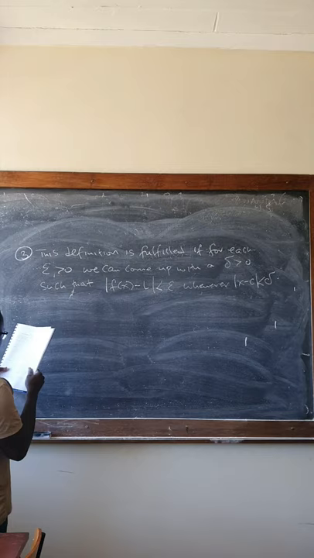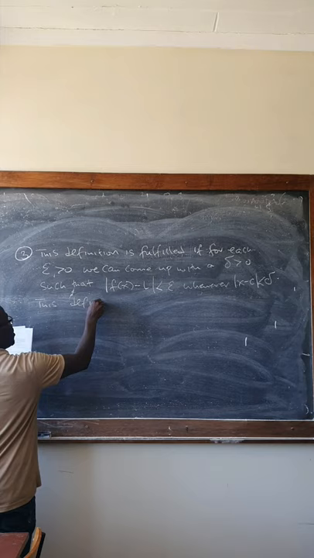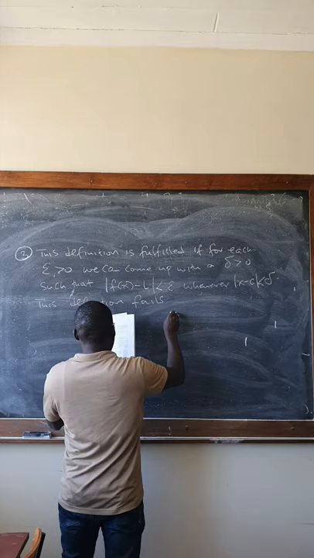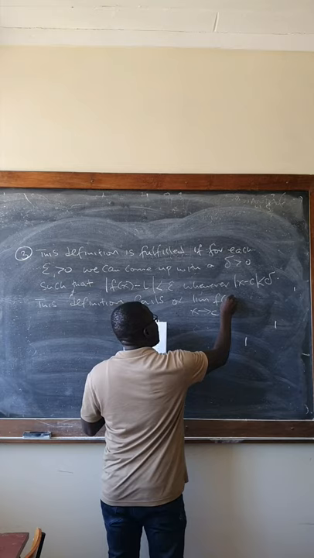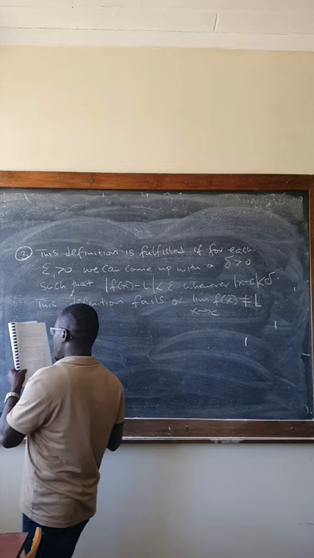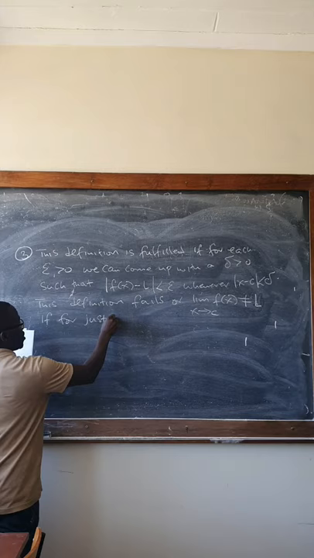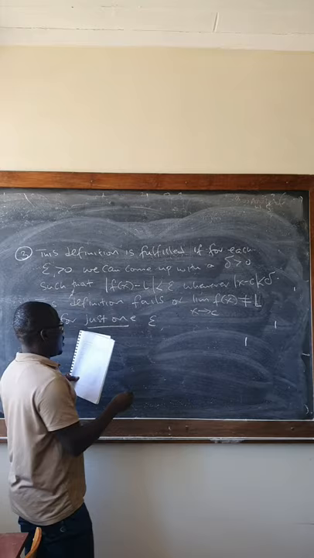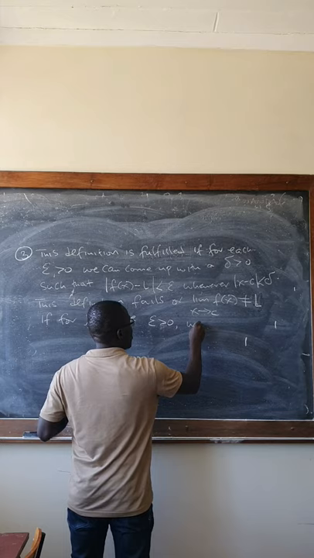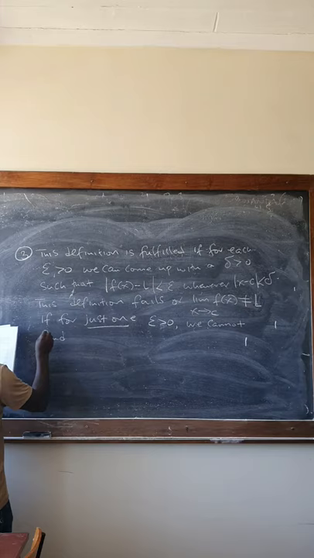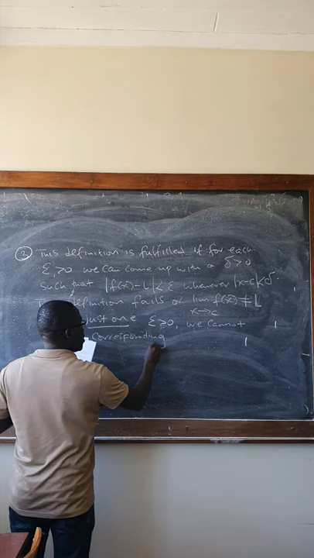And we said that this definition fails, or the limit as x tends to c of f of x is not L, if for just one epsilon greater than zero, we cannot find a corresponding delta greater than zero for which this statement holds.